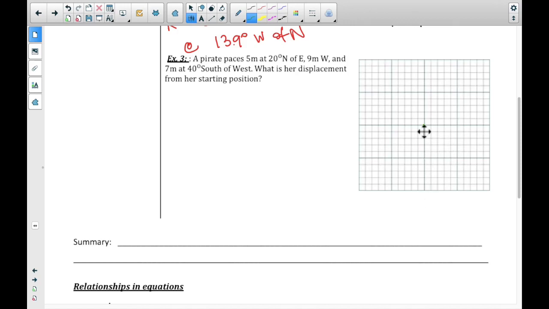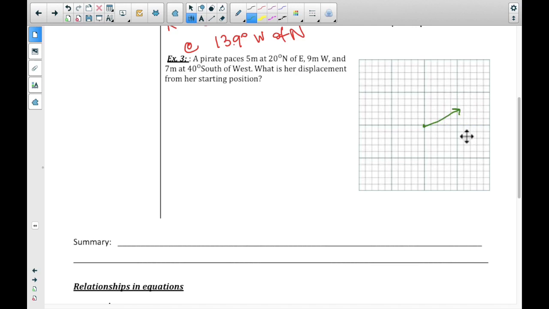Okay, we're going to see if we can do one more example. This one's set up a little bit differently just with the instructions because it says a pirate paces 5 meters at 20 degrees north of east. Okay, what is 20 degrees north of east? I'm talking about this over here. And so we're going to go 5 meters in this direction.